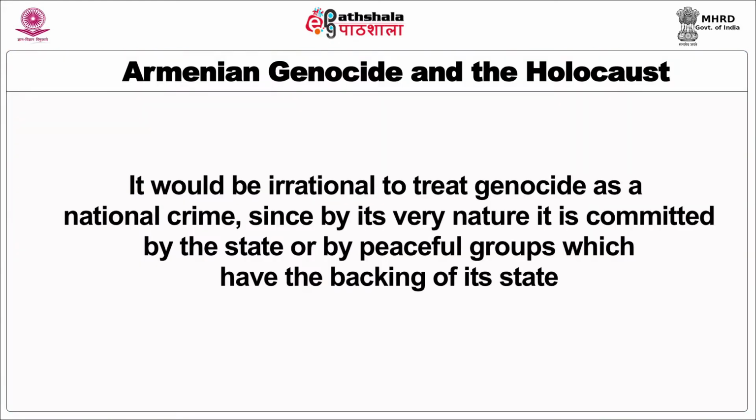It would be irrational to treat genocide as a national crime, since by its very nature it is committed by the state or by peaceful groups which have the backing of the state or the support of the state, as happened in Rwanda in 1993, 94, and 95. The Convention on the Prevention and Punishment of the Act of Genocide was brought about in response to the mass atrocities of the Nazi regime.